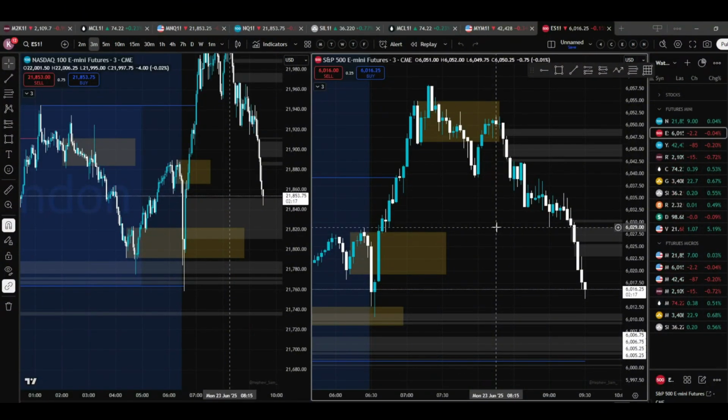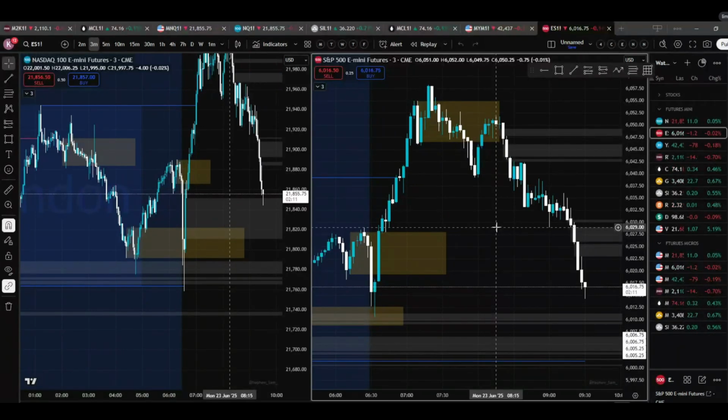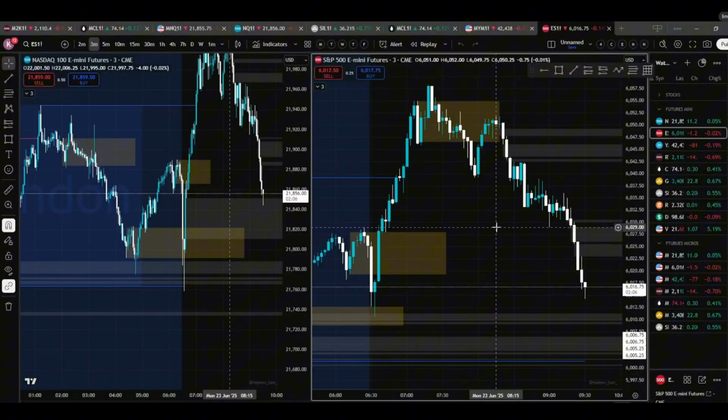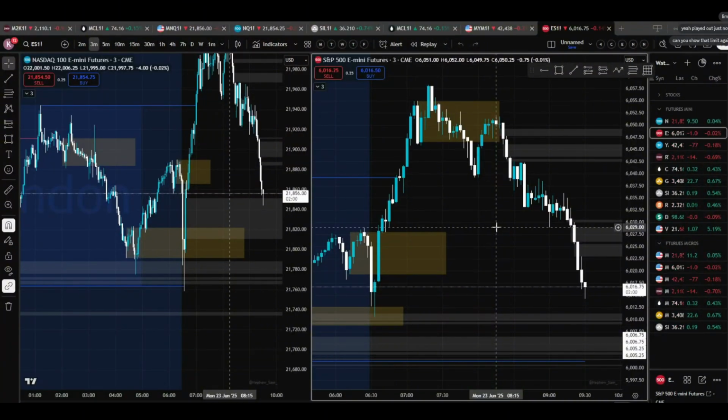Okay, and that's it for the unicorn. Very short, very simple, and it's the patience. Unicorn will teach you patience. If you can execute only the unicorn, you can get a payout easily.